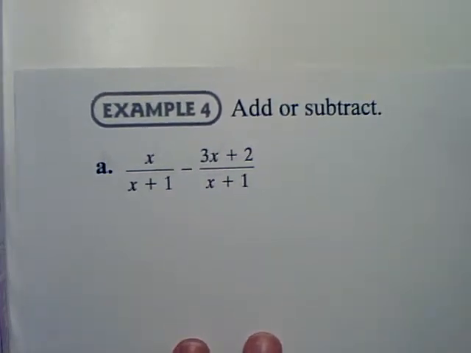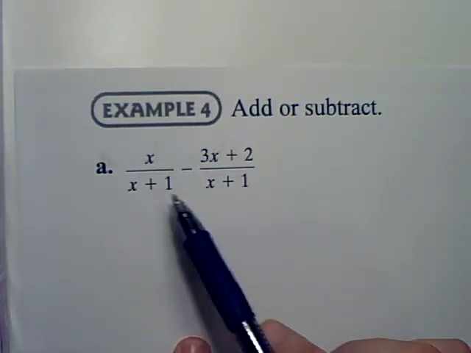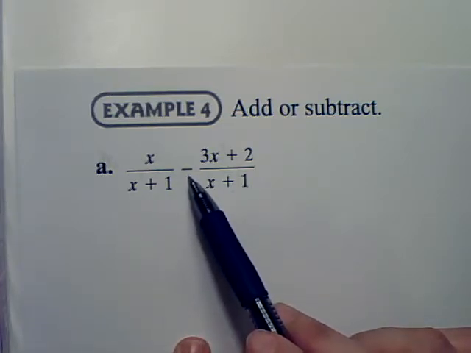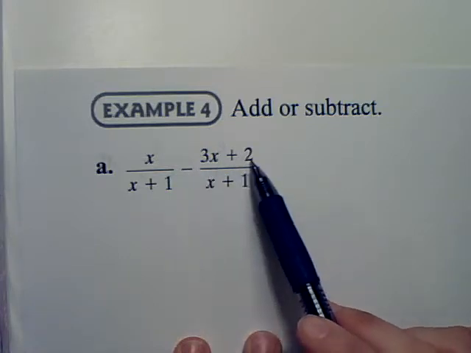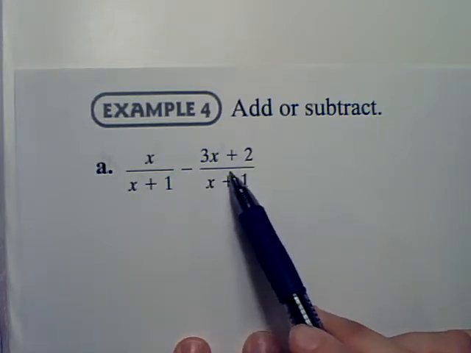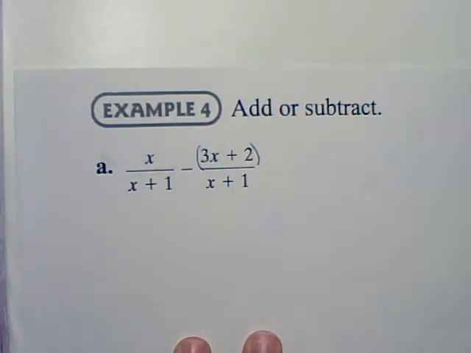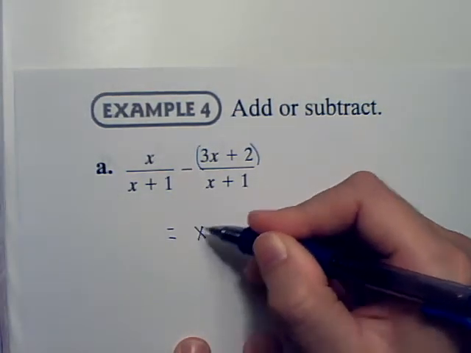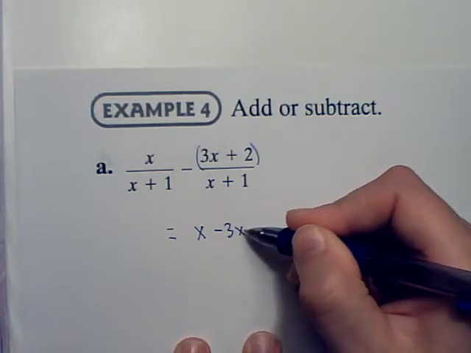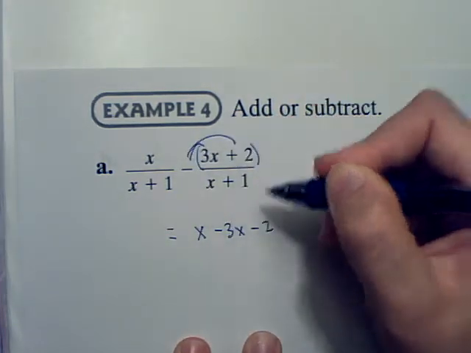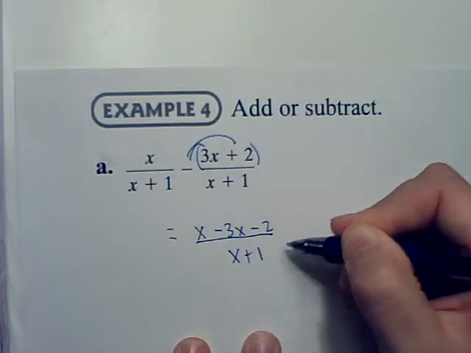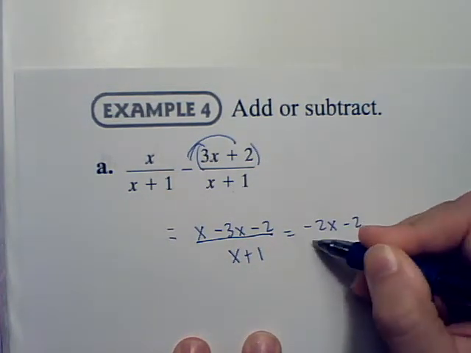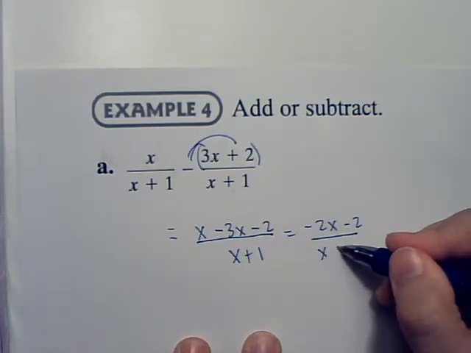So when looking at this first example, you see that they already have common denominators, so you don't really have to do anything. But what sometimes trips people up is this minus here. They forget to subtract both of those values. So it's kind of helpful if you just put some parentheses down there. Just remember to distribute the negative. So I'm going to write this as one fraction as x minus 3x and then minus 2. And again, that's distributing the negative over x plus 1. And if we simplify, that's going to give you negative 2x minus 2 over x plus 1.